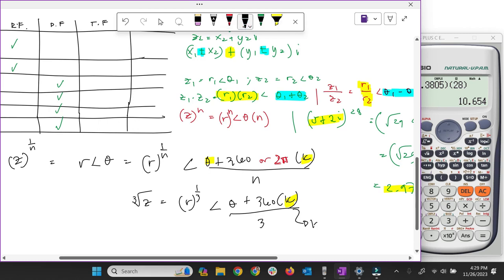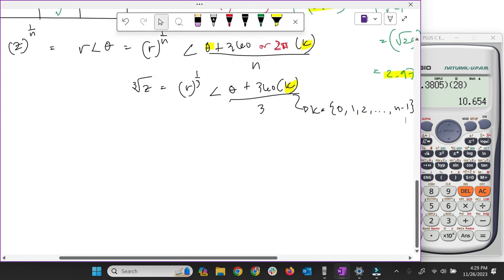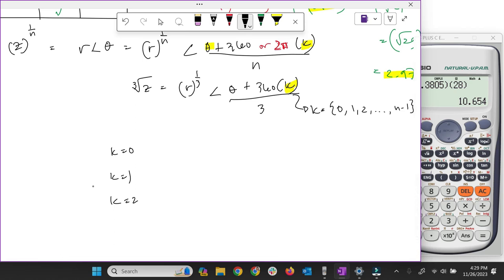Si k here is equal to the number of roots starting from 0, 1, 2, up until n minus 1. So kung cube root yan, magiging tatlo yung values na ibibigay mo sa akin. So this will be at k is equal to 0, k is equal to 1, k is equal to 2. Again, bakit hindi ako nag-proceed to k is equal to 3? Kasi nga hanggang n minus 1 lang yung iyong magiging roots.